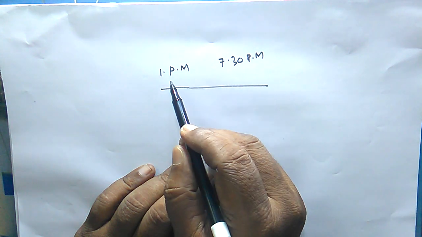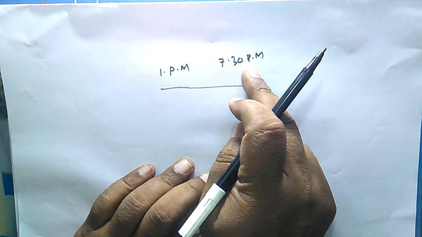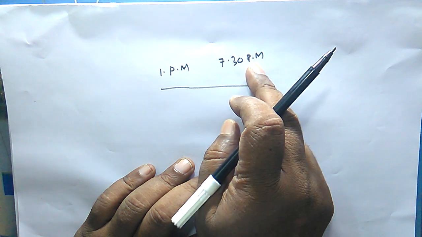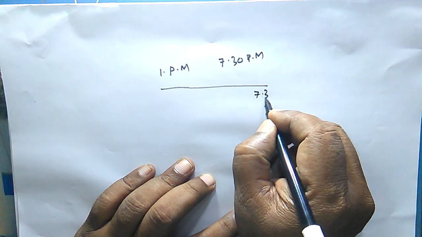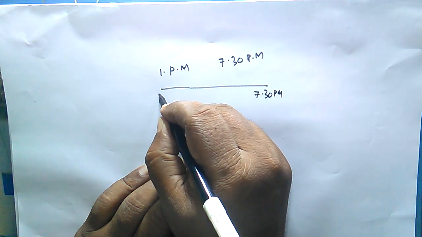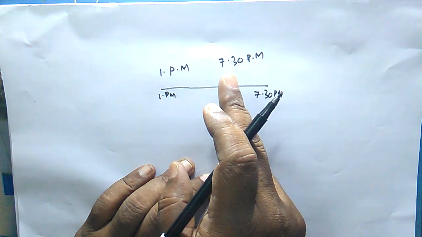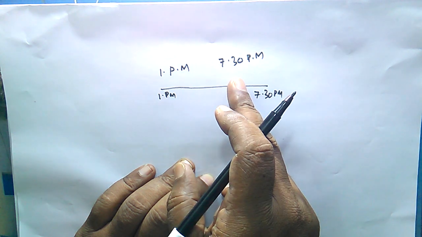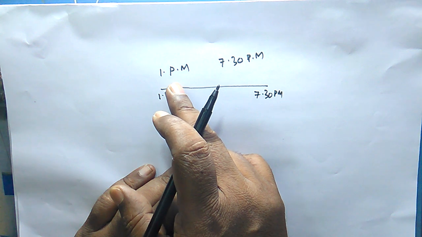Like here, if we compare 1 p.m. and 7:30 p.m., 7:30 p.m. is actually ahead. ये time आगे है और ये time पीछे है. So basically 7:30 p.m. will be written here and 1 p.m. will be written here. हमेशा ये याद रखना, जो टाइम आगे है it will be written in the east and the time which is behind it will be located in the west.